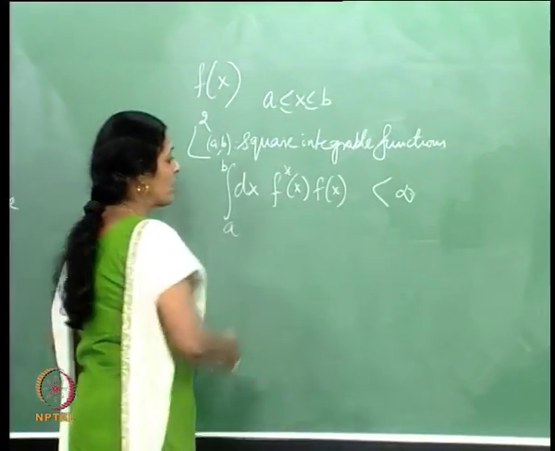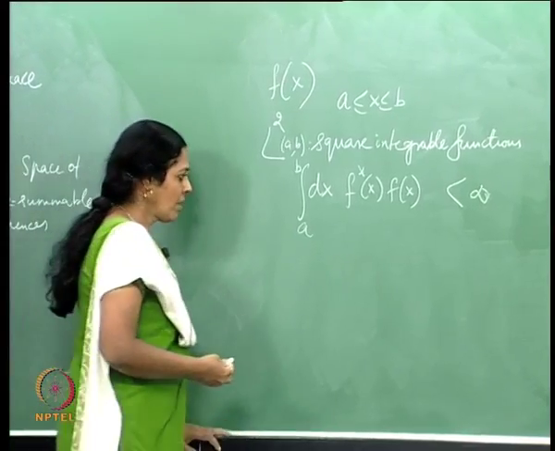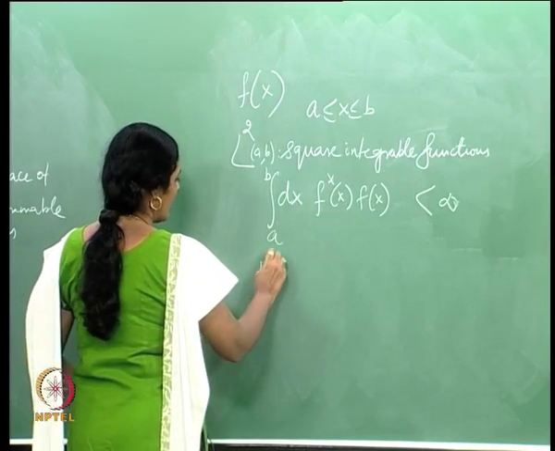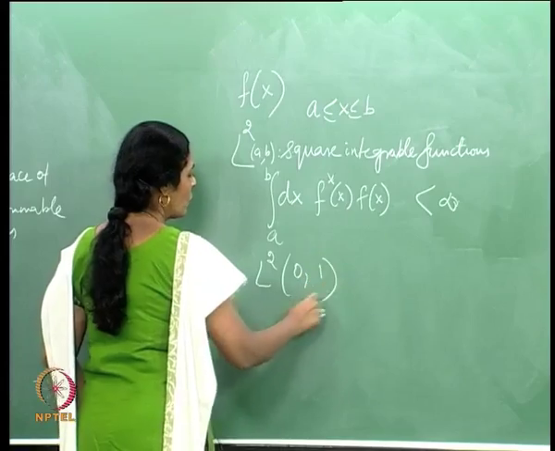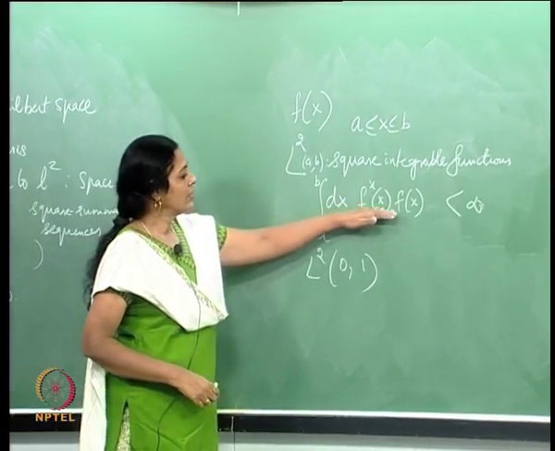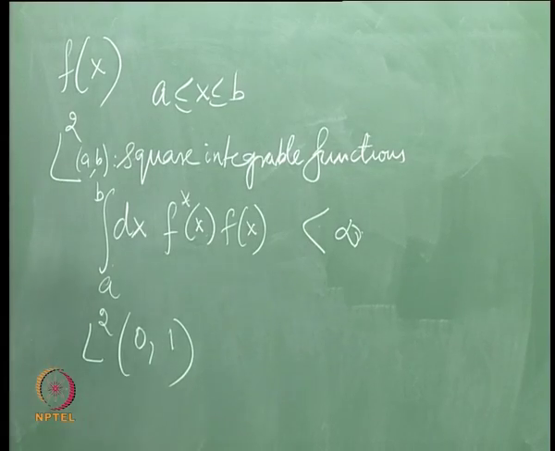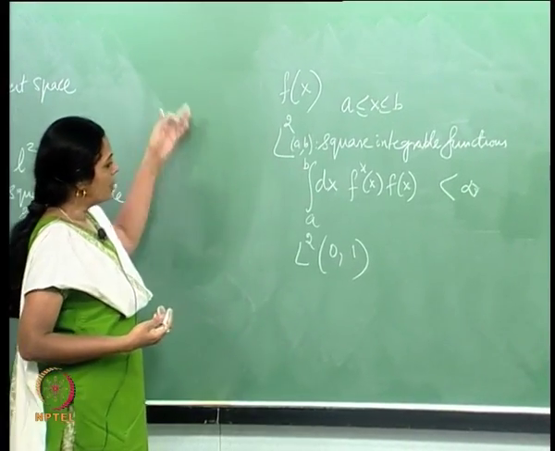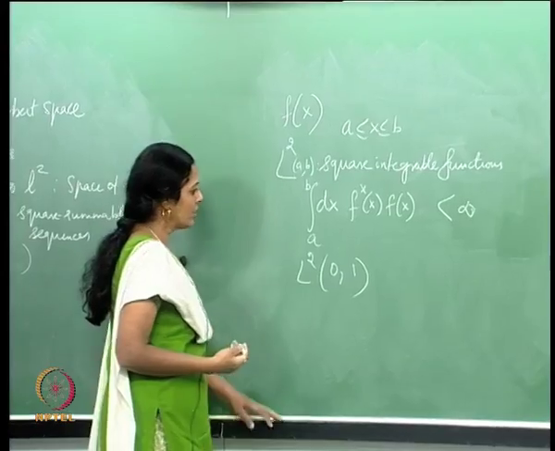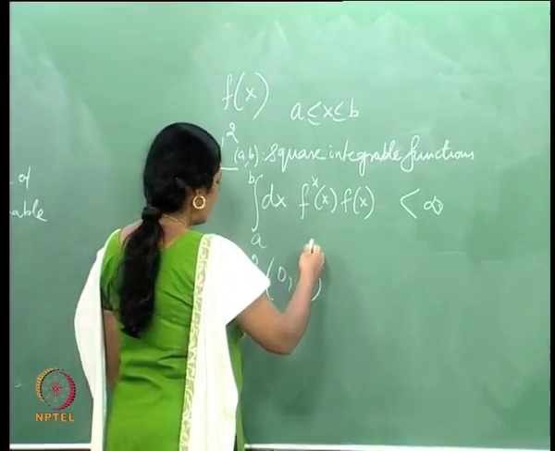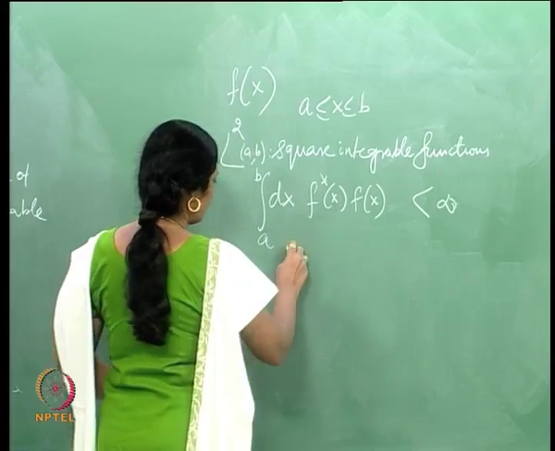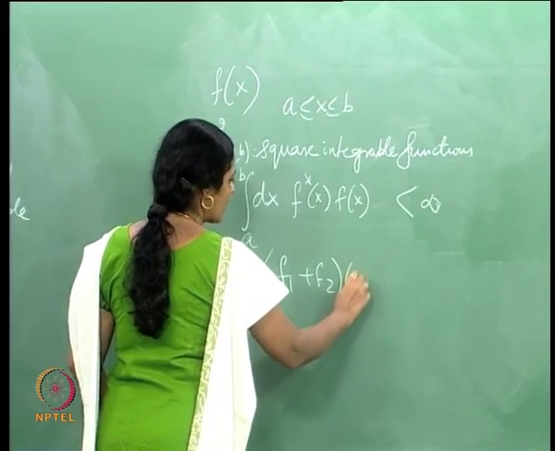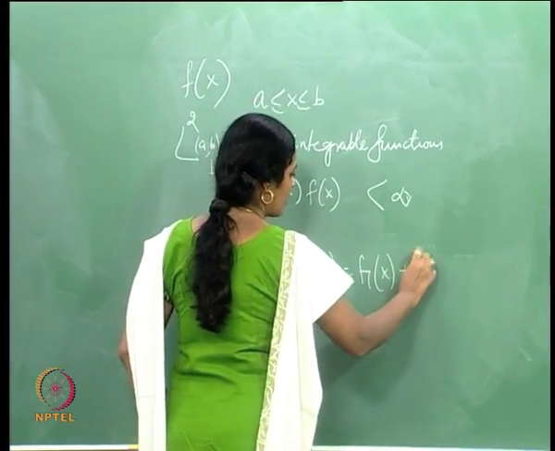Now, can these objects be basis states in a linear vector space? It's possible. Let's give an example. Suppose we are looking at L2 of 0, 1. First of all, we have to check that these satisfy the requirements of states in a linear vector space. It follows directly if you look at the properties of the linear vector space that we have gone over, and you define functions in the following fashion. Function f1 plus function f2 of x is f1 of x plus f2 of x.